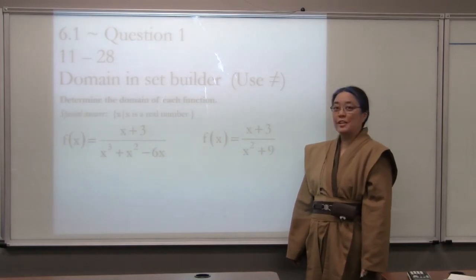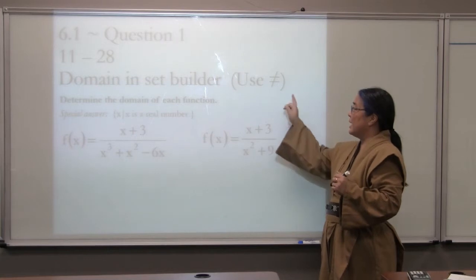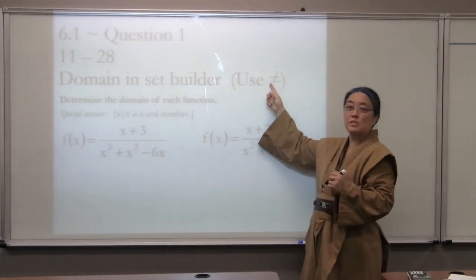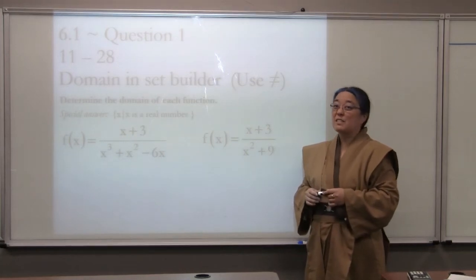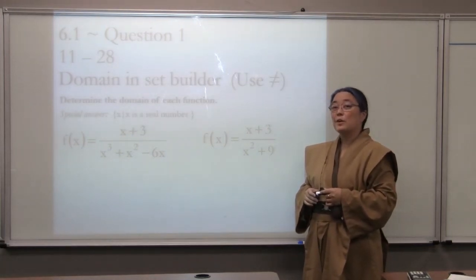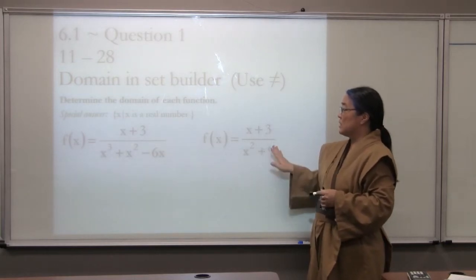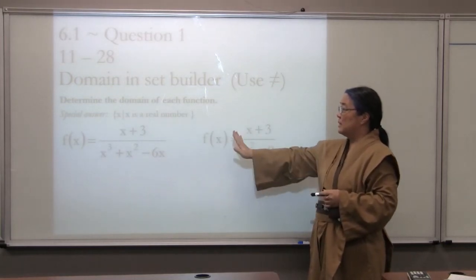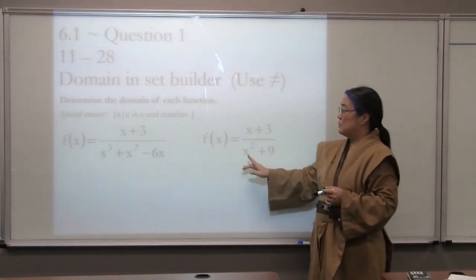Chapter 6, Section 1, Question 1. We're going to find the domain, and we're going to use this symbol, which is a do not equal symbol. And it's the only place we're going to use it in the entire chapter. In fact, in the entire MAT 099 course. So, we're going to use it to see when the domain of this is bad.